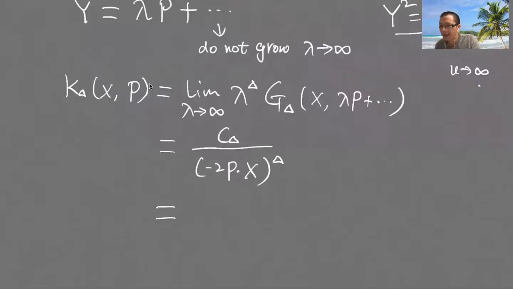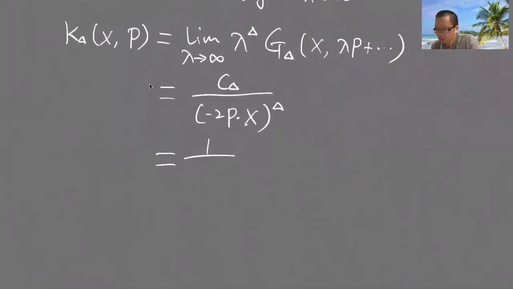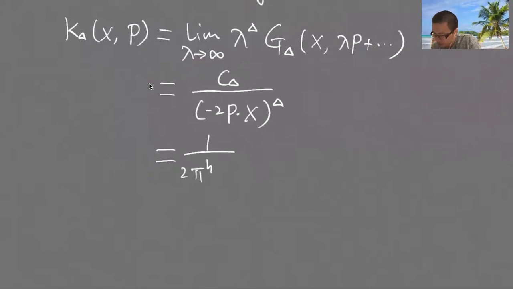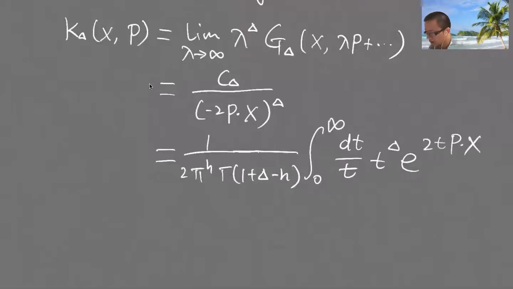So with that, we write this as a Schwinger representation. So this is given by 2 pi h over gamma of 1 plus delta minus h, times the Schwinger representation, t to the delta e to the 2t p dot x. So we will see why we want to write it in this form.